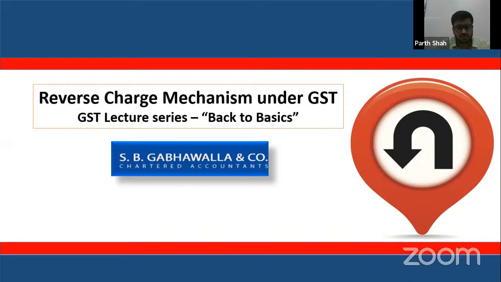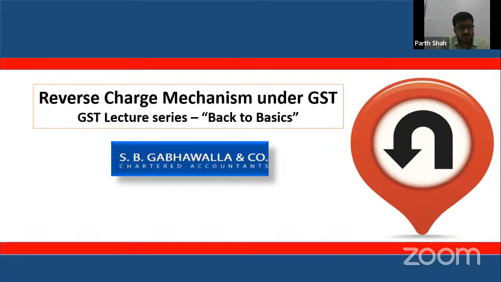Even though he is going to collect it, from the government's perspective, it is always the supplier who is liable to pay tax. For example, if I, as a service provider, am crossing the threshold limit, providing a supply of service which is taxable, it is my duty to register and pay tax to the government. I am collecting the tax is one aspect, but I am expected to pay tax to the government when I am covered under the normal provisions of the tax.